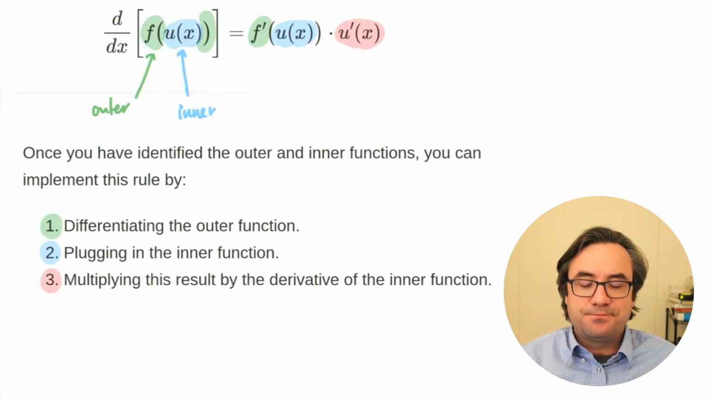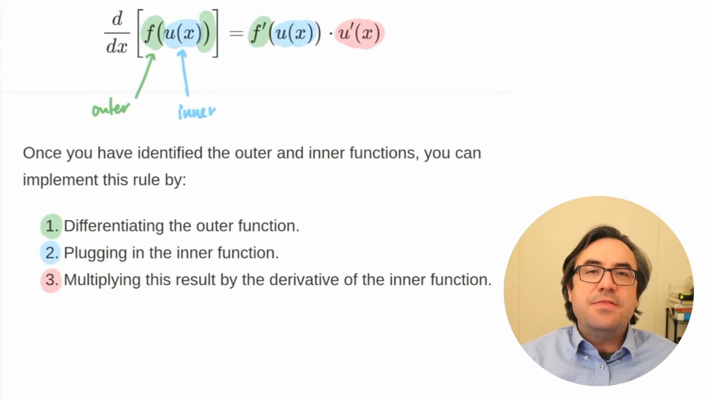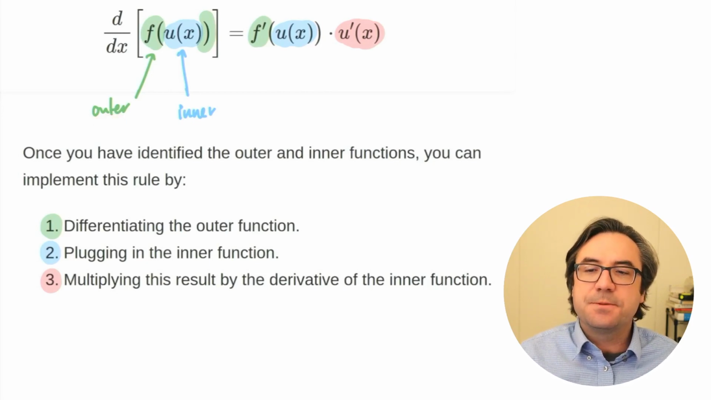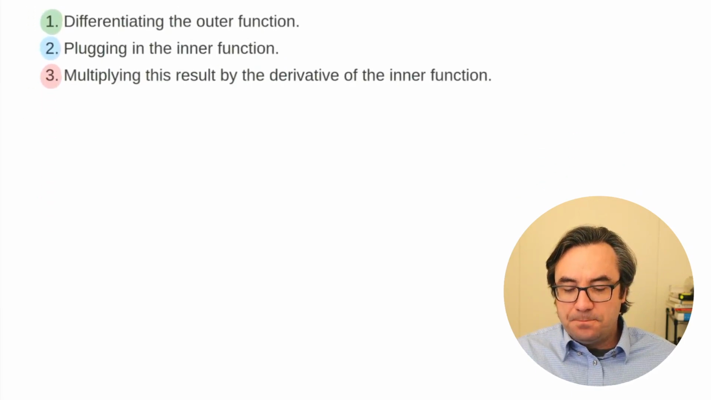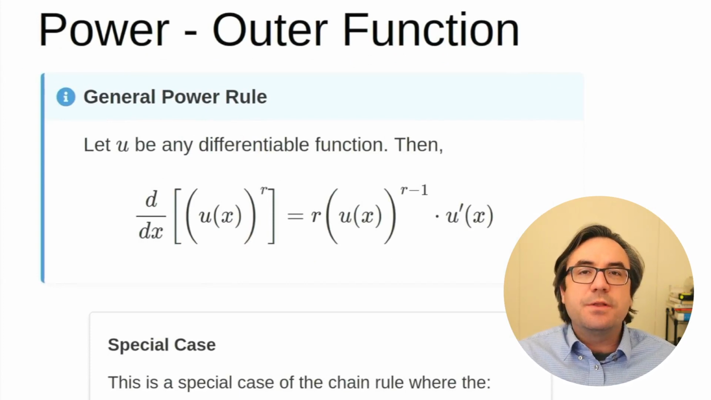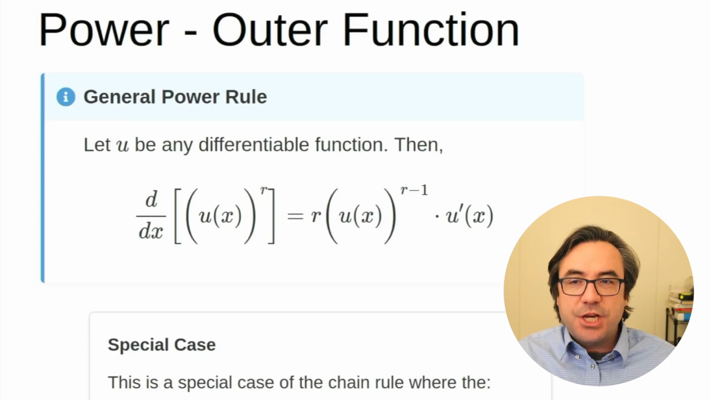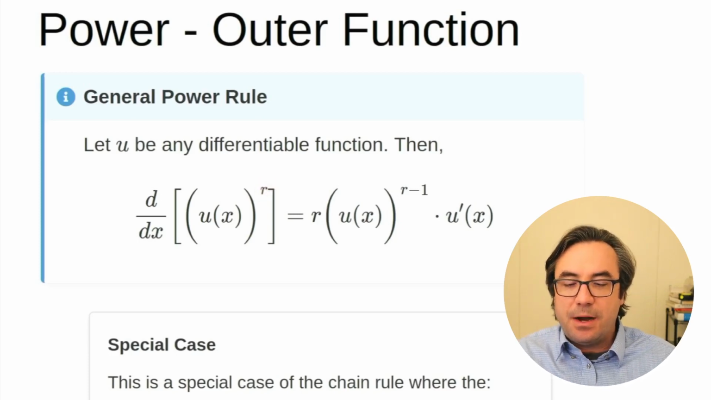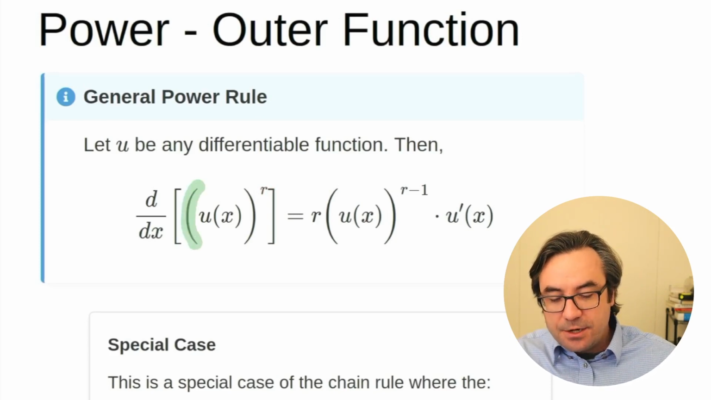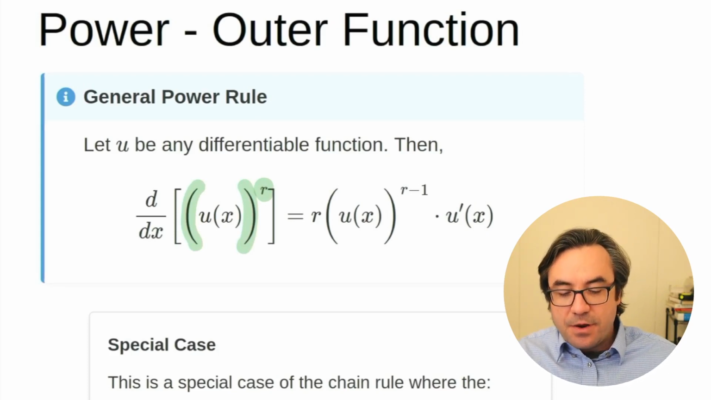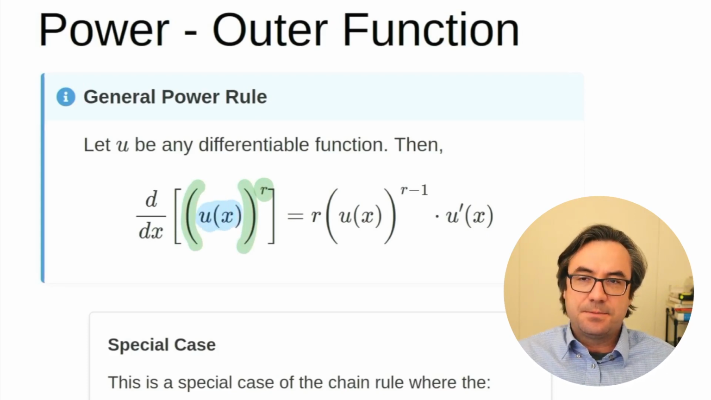So here's our chain rule. Well, we're going to look at this in the context of a few special cases depending on what our outer function is. And the one we're going to look at right now is our power rule. So we're going to call this the general power rule, but this is really a special case of the chain rule. And this happens when the outer function is raised to the power r. So in our case here, we have this outer function, which is raised to the power r. And then we have our inner function, which is u of x.